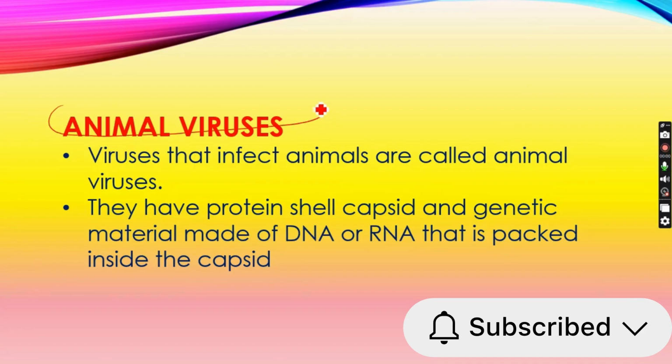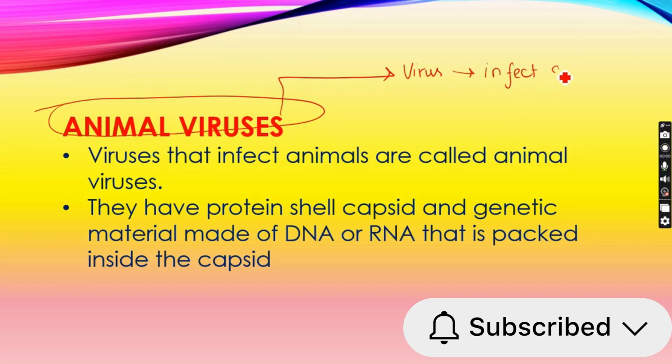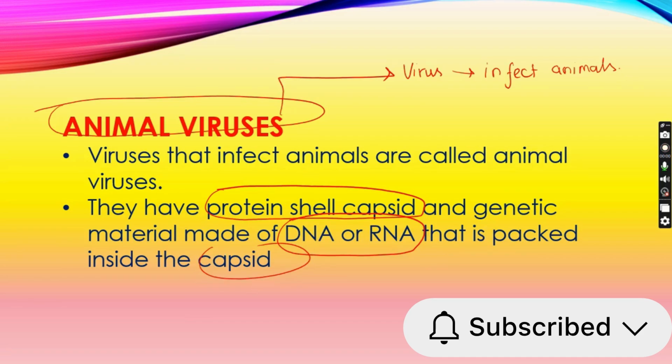Animal viruses. Animal viruses means a virus that is going to infect the animals. It is going to consist of a protein shell, which is known as the capsid, and DNA as a genetic material. It can be DNA or RNA, but most of them are DNA that is packed inside the capsid.